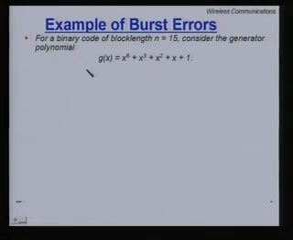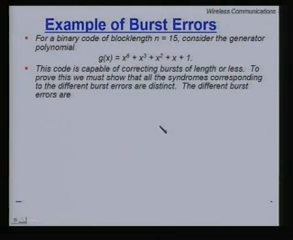So, let us look at an example. For a binary code of block length n equal to 15, consider the generator polynomial like this. The generator polynomial gives you a lot of information. You only know n is equal to 15, but you know that the highest power, 6, corresponds to n minus k, right. So, n minus k is 6. So, you can find out k from here, and then you can find out the code rate. This code is capable of correcting bursts of length 3 or less.